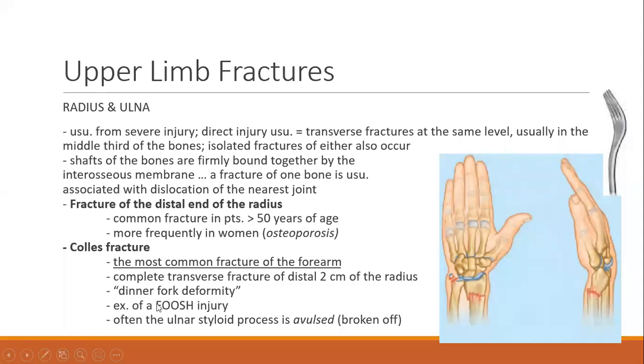This type of injury is caused when your patient falls on their outstretched hand. Falling on an outstretched hand is a FOOSH injury. And often when this fracture occurs, the ulnar styloid process is avulsed, so it's ripped off as well. You can see that in this picture. So this is a Colles fracture.